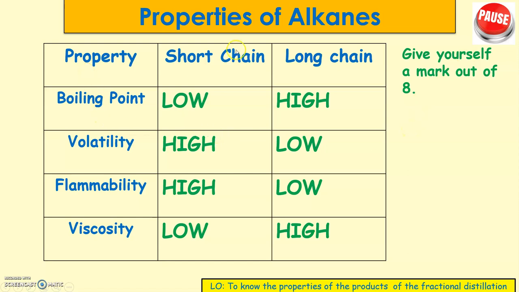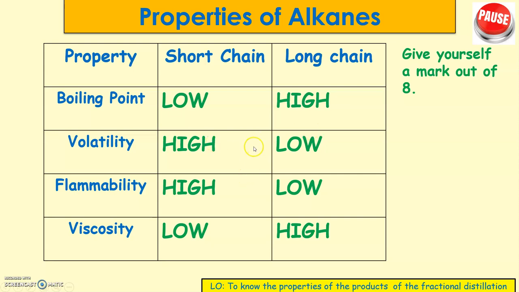So boiling point for short chain hydrocarbon polymers, alkanes. For boiling point, it's very low. Where for long chains, it's very high. So this can be explained by the more bonds there are in a polymer of an alkane or a hydrocarbon, the more bonds that has, the more energy is required to break it down. That means the higher the temperature.